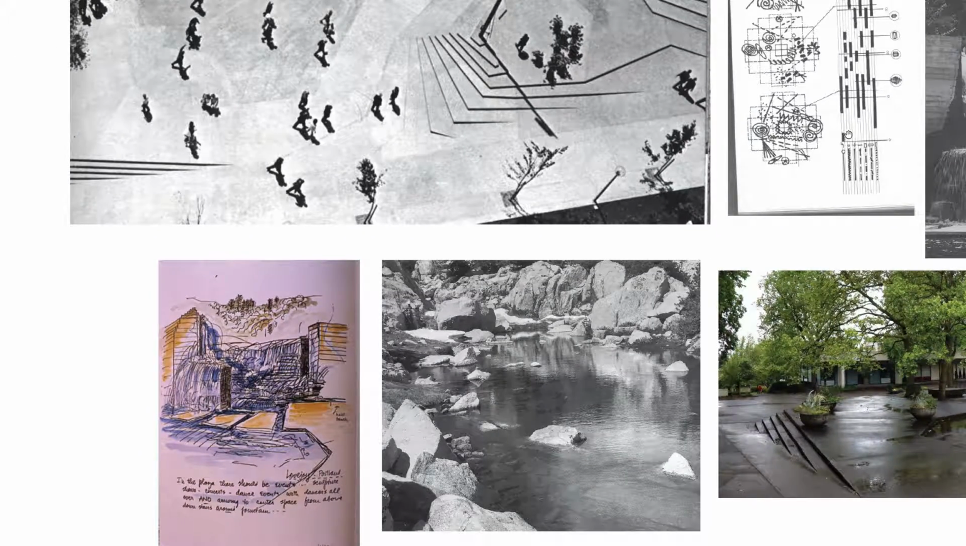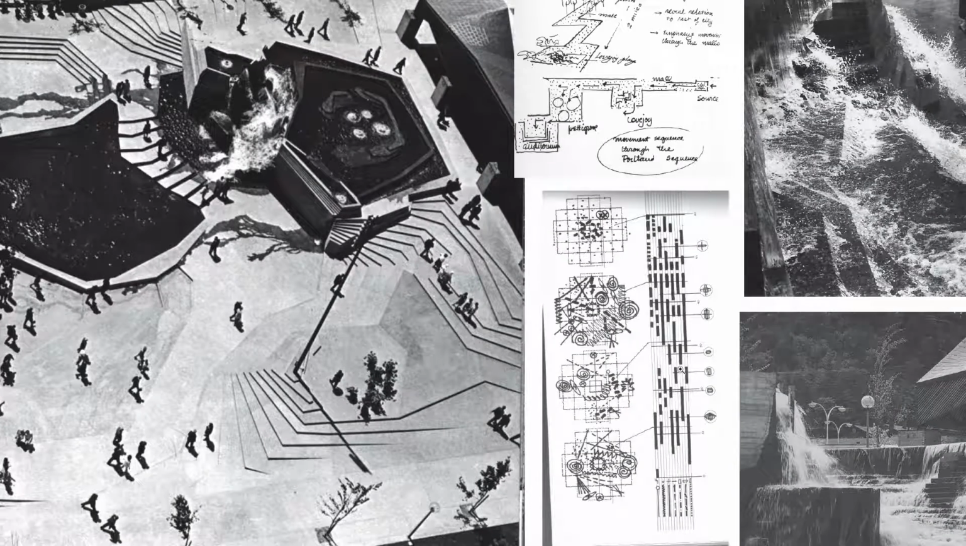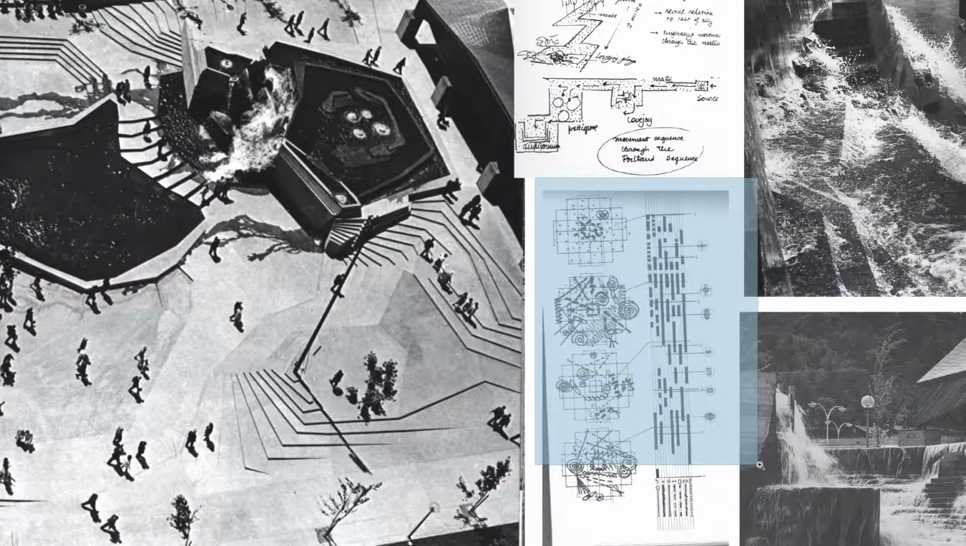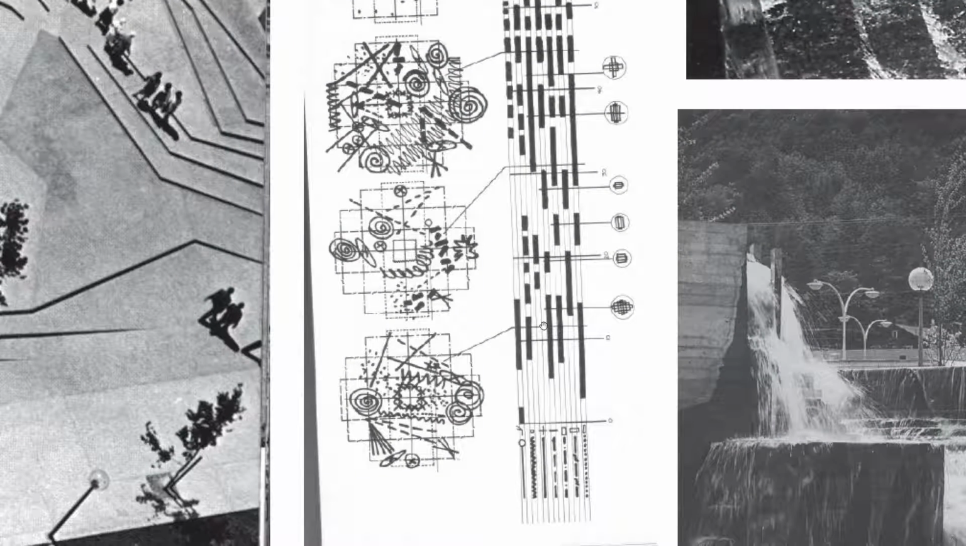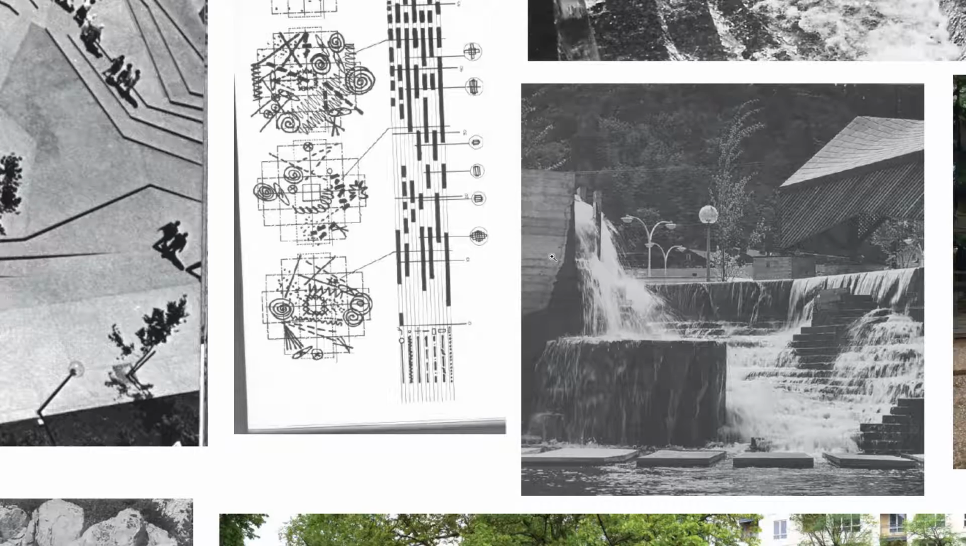And I mentioned Halprin's kind of scripts, choreographic scripts, and so these are the kind of scripts that Halprin utilised as ways that he brought with him from his wife's practice of choreography to begin to design these kind of spaces around flows. So he's working with flows of people and flows of water.